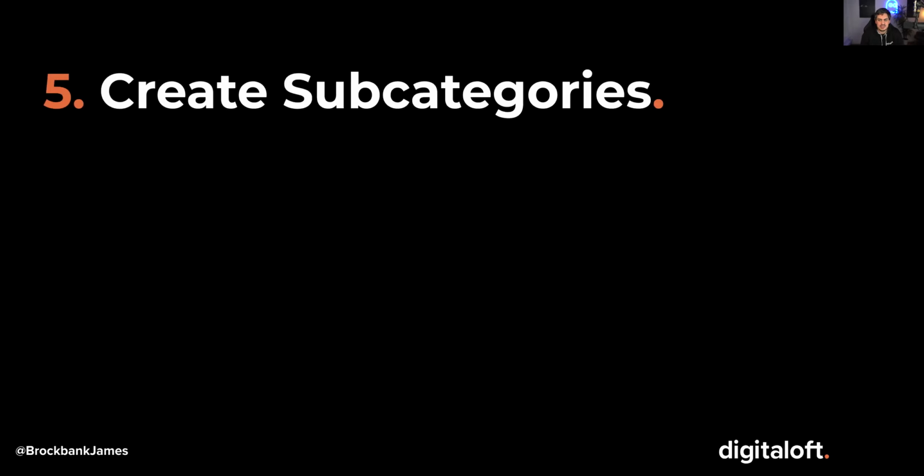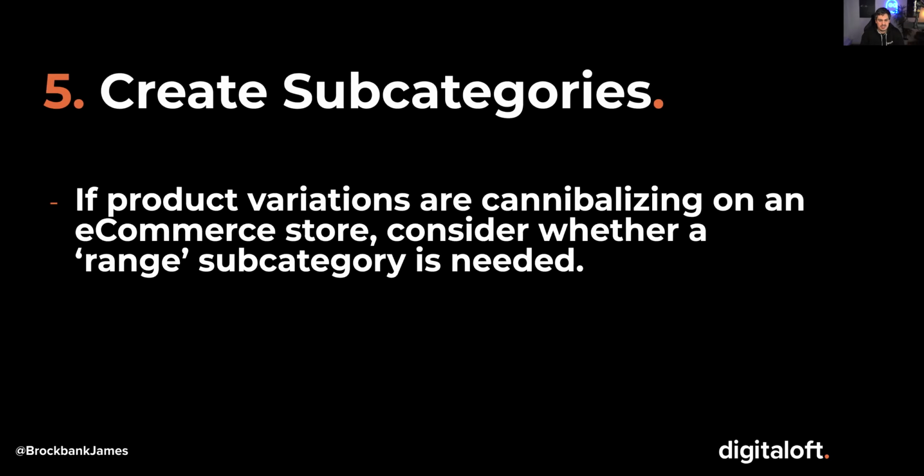And then creating subcategories. Again, one of the examples I shared was for an e-commerce retailer where we had essentially 3 different color variants, and one of those variants was ranking for essentially the product term. There were 3 variations of that. And if product variations are cannibalizing each other on an e-commerce store, consider whether a range subcategory is needed. The example I gave was the pink version of the Silver Cross Pioneer Dolls pram.